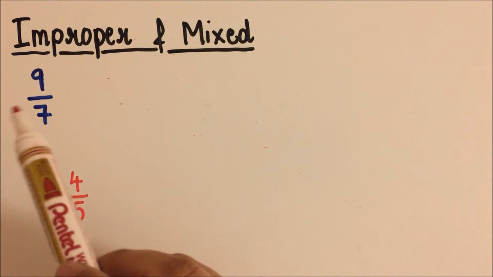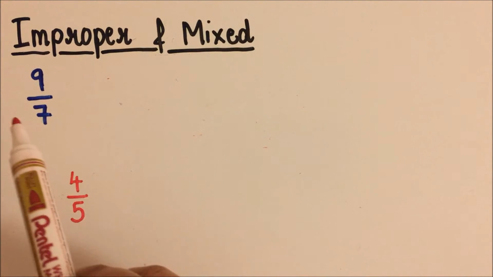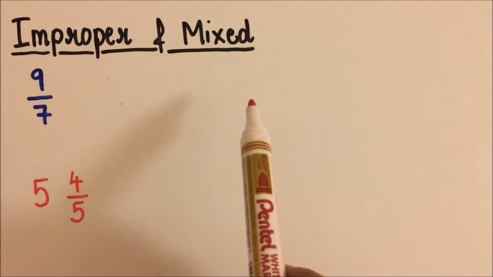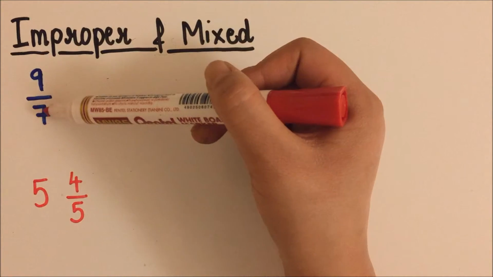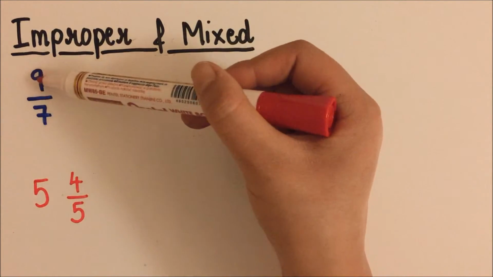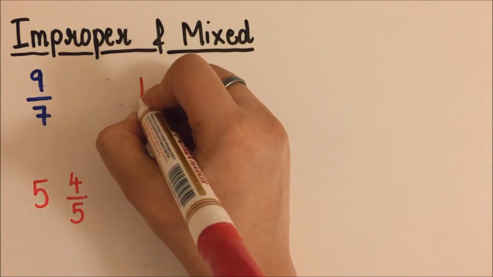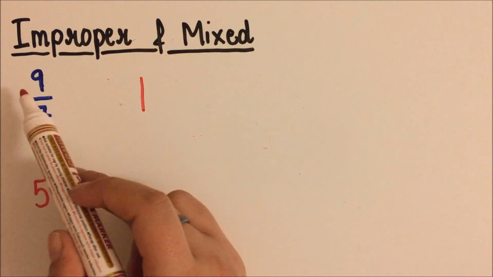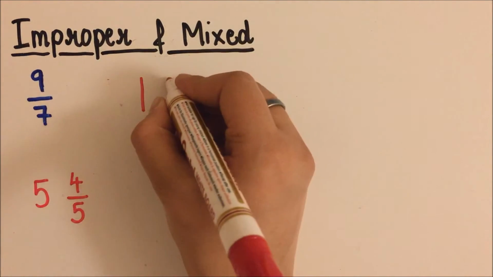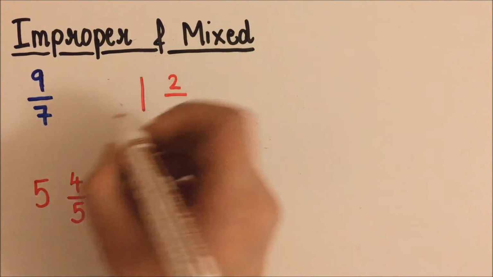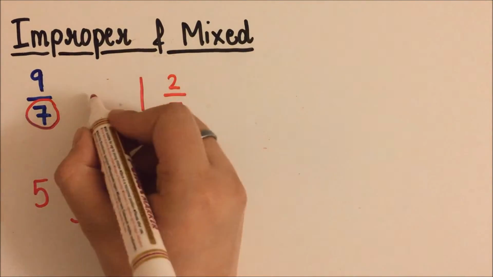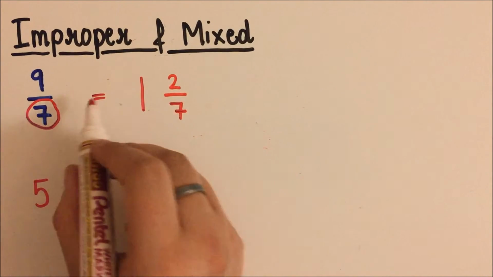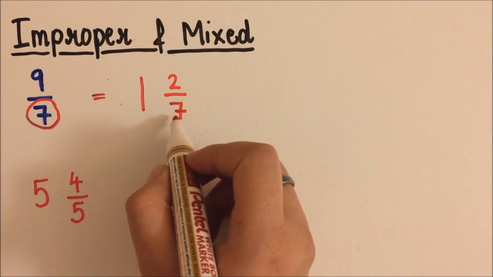Let's look at another example here. So we want to convert this improper fraction into a mixed fraction. So we divide the top number by the bottom number. And we know that 7 goes into 9 only once, but that leaves us with a remainder of 2. And you know it's going to be out of 7 because the denominator stays the same. So 9 over 7 is the same as 1 and 2 sevenths.